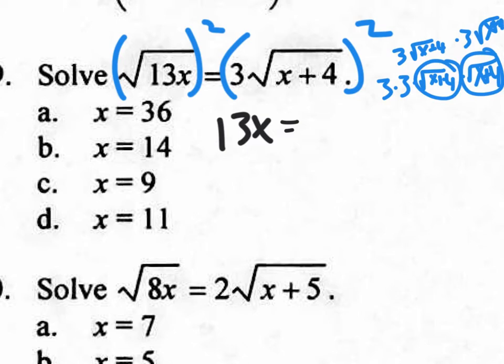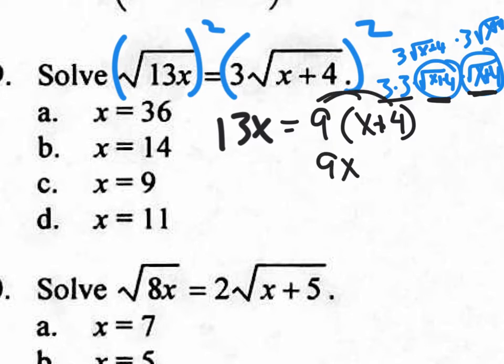So what we really have on the right side of the equation is 3 times 3, which is 9, and then the square root times the same exact square root value, which is just the binomial x plus 4. Does that make sense? Yes, it does. Okay, good. So now we're going to distribute 9 times x and 9 times 4. That's going to give us 9x plus 36. And over here on this side we have 13x.